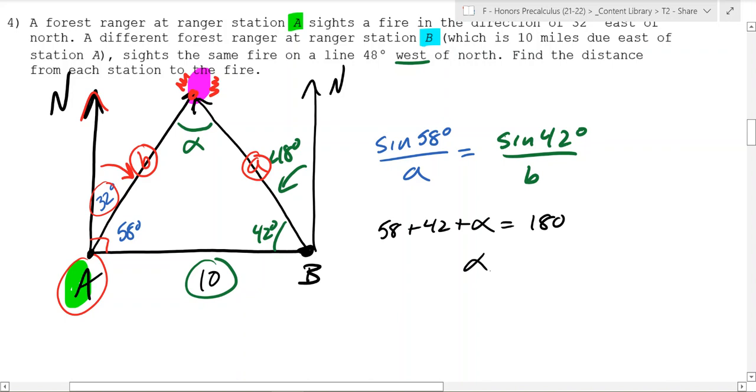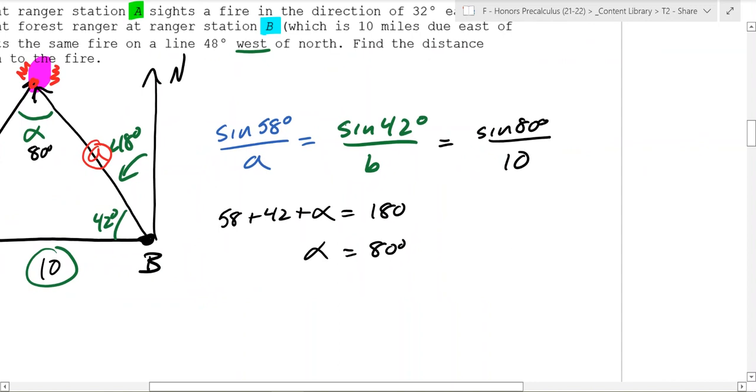So that means that alpha, when you do this out, is going to be 80 degrees. So this is 80 degrees. So you know that these two things are going to be equal to sine of 80 degrees over 10. So what you can do is then use this ratio right here to solve for each one.